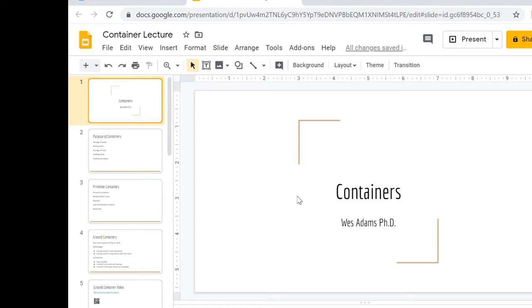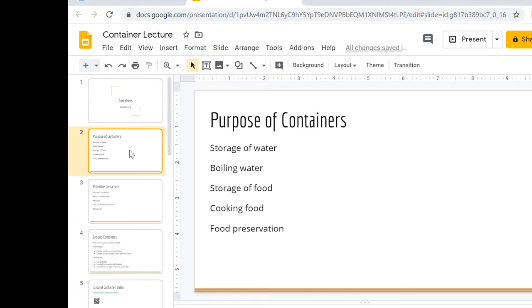Let's go over containers real quick. So the purpose of making containers, often we have to store water. That's one of the main reasons we'd want some sort of container, is not only to store our water, but to purify it. One of the best ways to do that is by boiling the water.